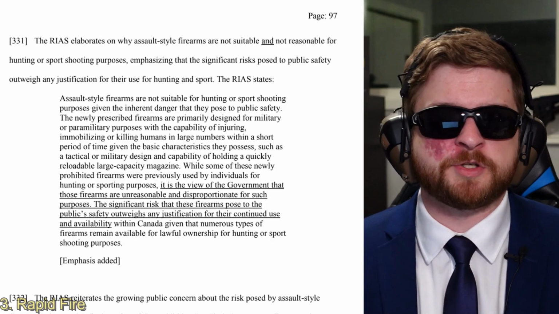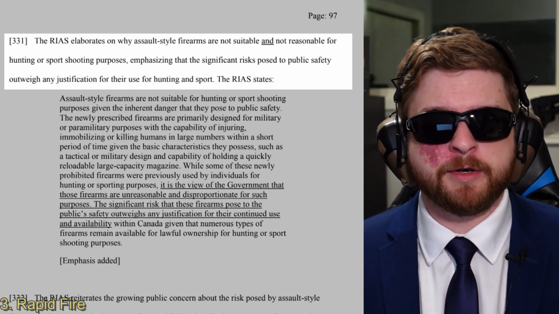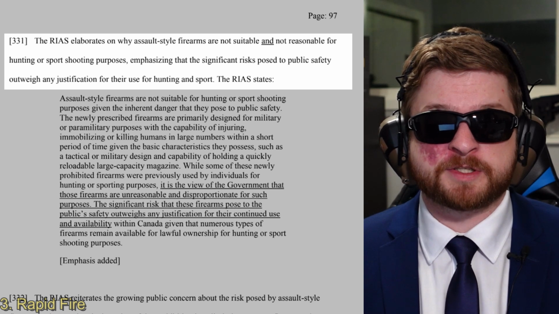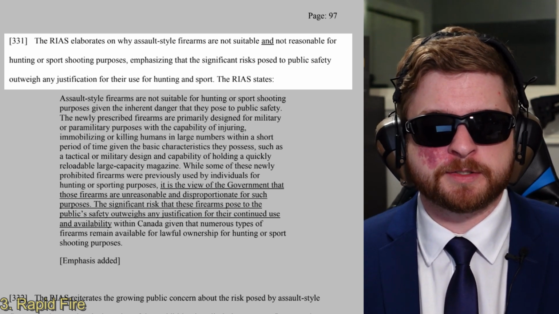Now, before I get into what the Supreme Court said, I want to remind everybody once again what the government says about our semi-automatic sporting rifles, and I'm going to quote it directly from Justice Kane's ruling to show that she is also on board with it. So she says, the RIAS elaborates on why assault-style firearms are not suitable and not reasonable for hunting or sporting purposes, emphasizing that the significant risks posed to public safety outweigh any justification for their use in hunting and sport.